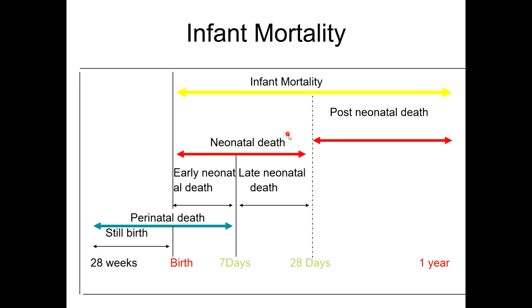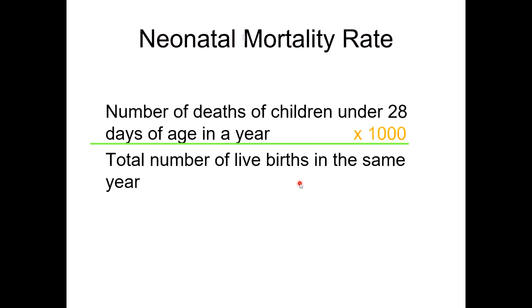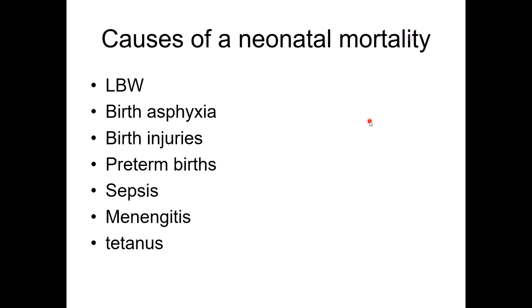Moving towards the neonatal death from birth to 28 days, divided into early neonatal and late neonatal. So, neonatal mortality rate is the number of deaths of children under 28 days of age in a year divided by the total number of live births in the same year into 1000. If you calculate the number of deaths of children under 7 days of life, it will give you early neonatal mortality rate. And if you calculate the number of deaths of children between 8 days up to 28 days, it will give you late neonatal mortality rate.